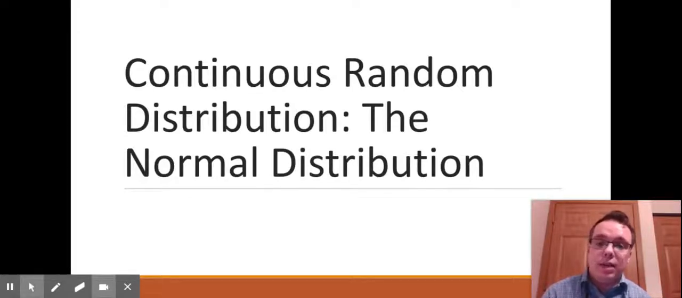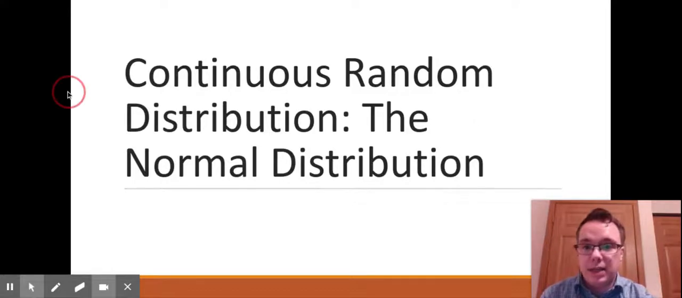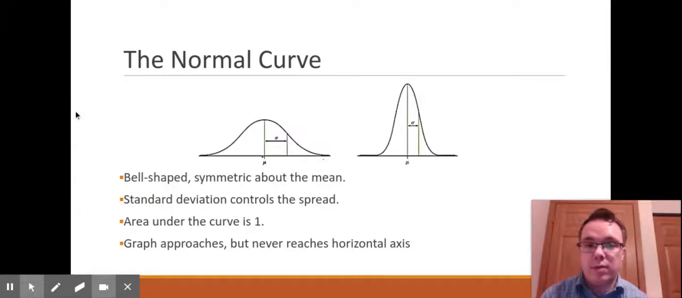So today we're going to talk about the normal distribution and whether a distribution is normal or not. Before we can talk about that, we need to actually talk about what the normal curve is and what the normal distribution looks like. At this time, I would get out your notebook and pause the video so that you can write down the notes from this slide. I'm going to pause for a second so you can do that.